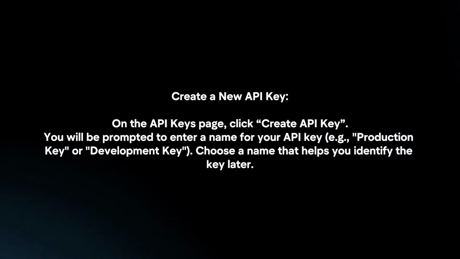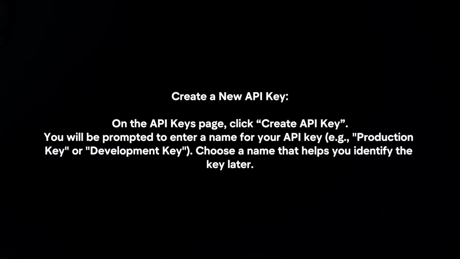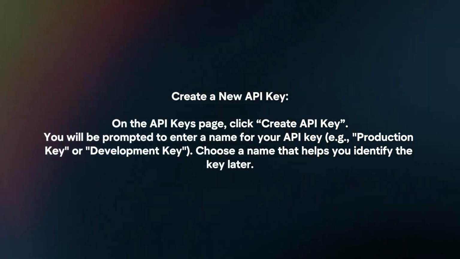Create a new API key. On the API Keys page, click Create API Key. You will be prompted to enter a name for your API key. Choose a name that helps you identify the key later.